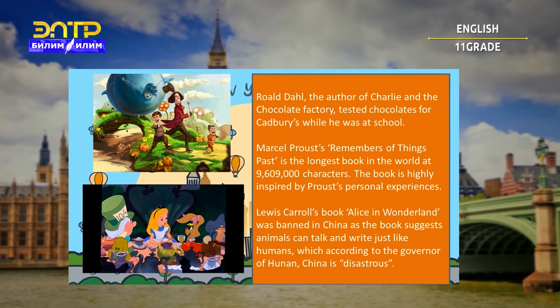Marcel Proust's Remembrance of Things Past is the longest book in the world at 9,609,000 characters. The book is highly inspired by Proust's personal experiences. Lewis Carroll's book Alice in Wonderland was banned in China, as the book suggests animals can talk and write just like humans, which according to the governor of Henan, China is disastrous.